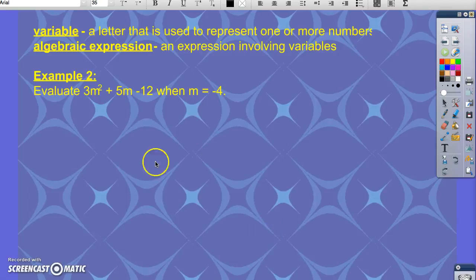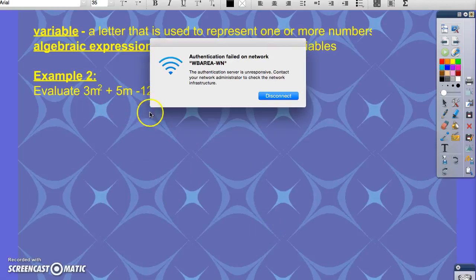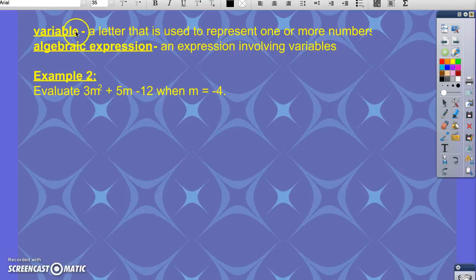Okay, so like I said, when we solve this, we will plug in negative 4 for m each time. All right, so I'm going to type that below. So I'm going to have 3 parenthesis, negative 4 close parenthesis, and then I'm going to square that, plus 5 parenthesis negative 4 minus 12.